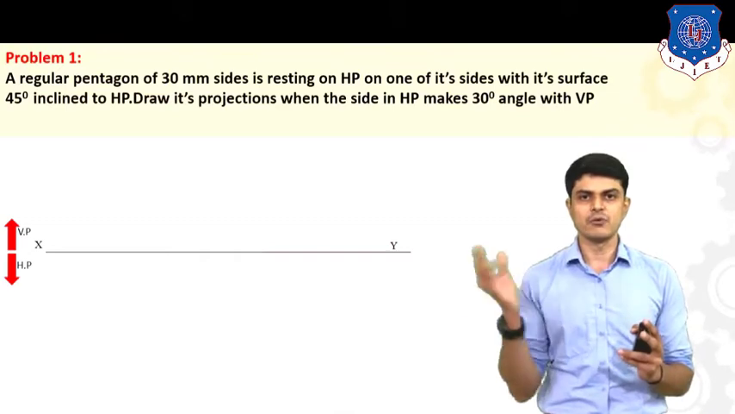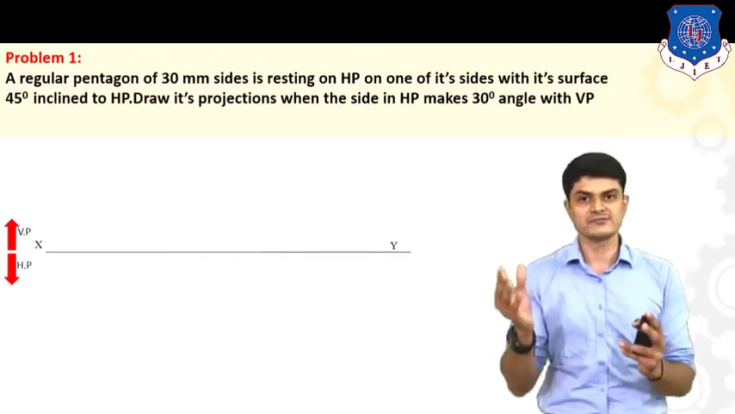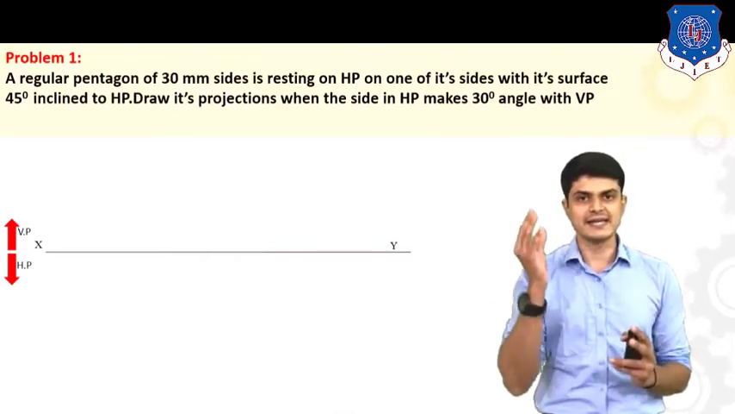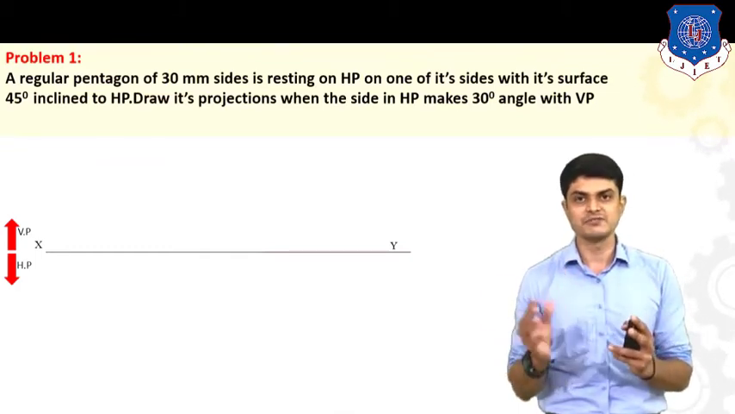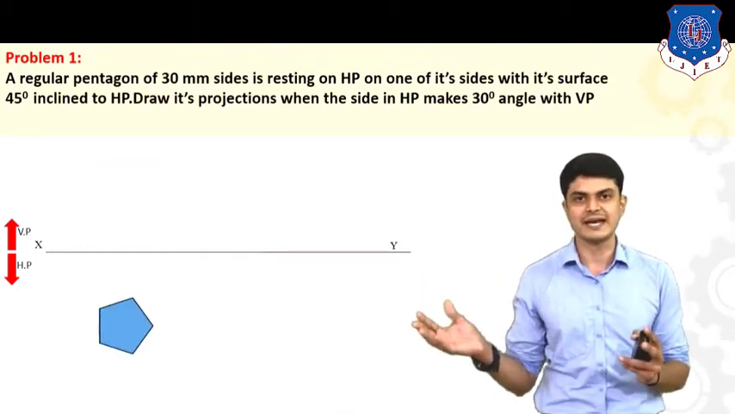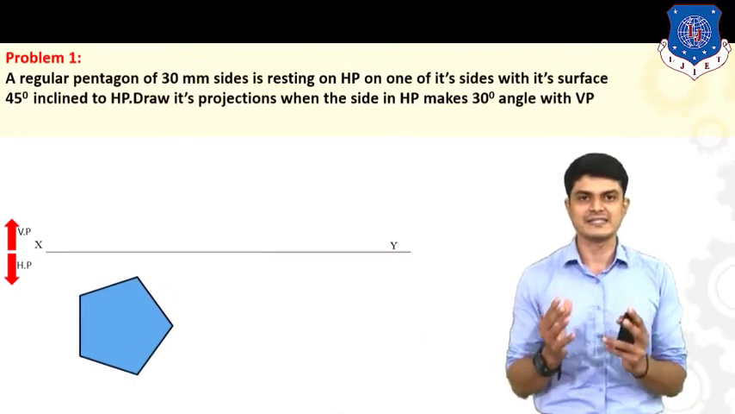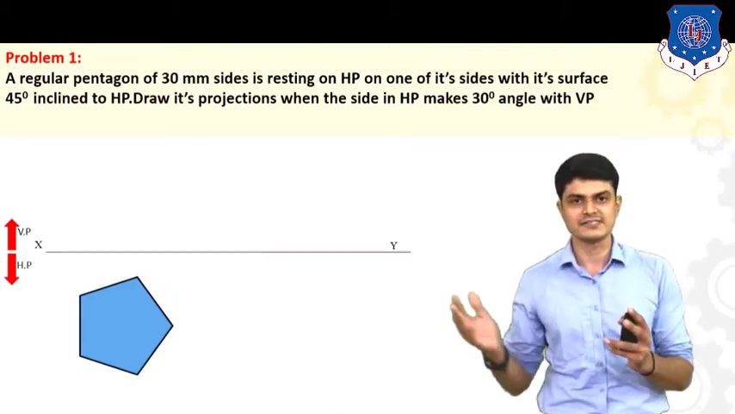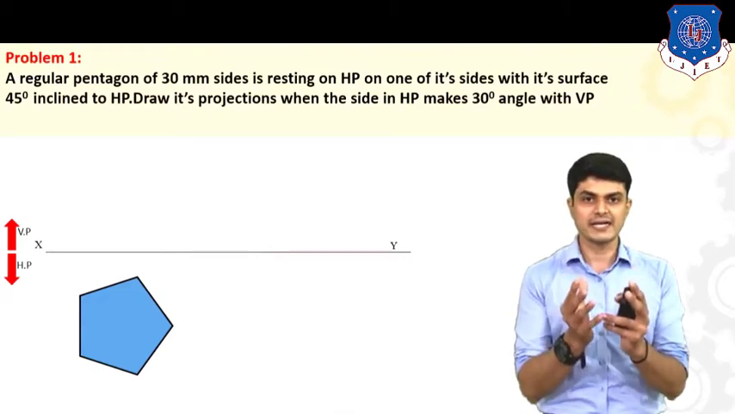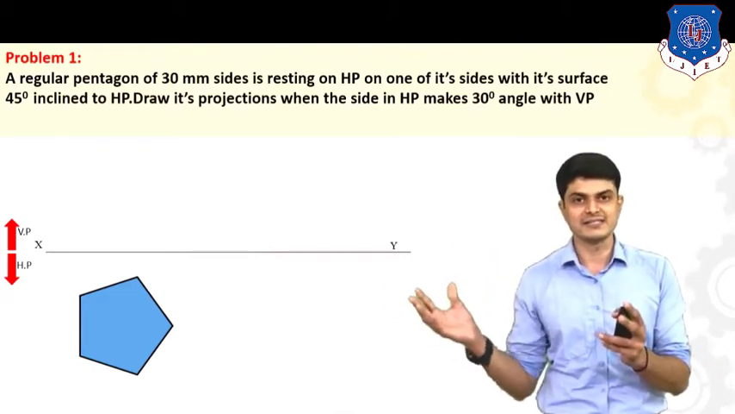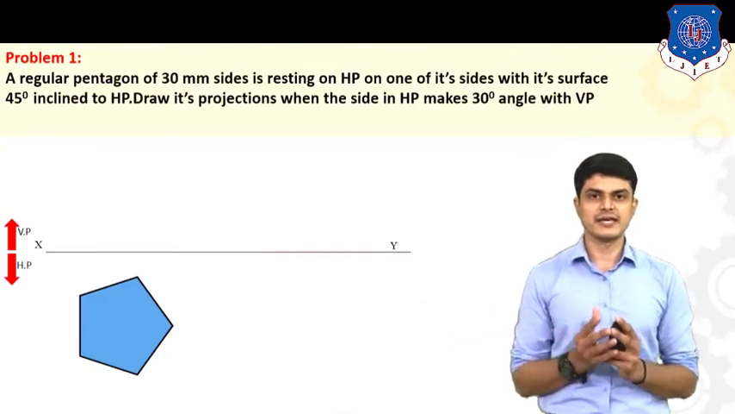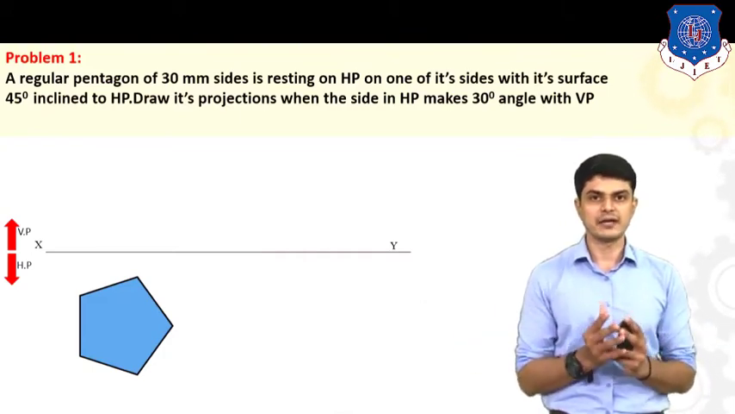So we know that above the XY line is what? VP, and below the XY line is what? HP. It is said that the pentagon is resting on one of its sides on HP. That means we should draw the pentagon below this XY line in such a way that one of its sides is in HP. That means it is on the left hand side. As you can see, I have drawn one pentagon in which one of the sides is vertical, on the left hand side. So this is how you have to draw the pentagon.